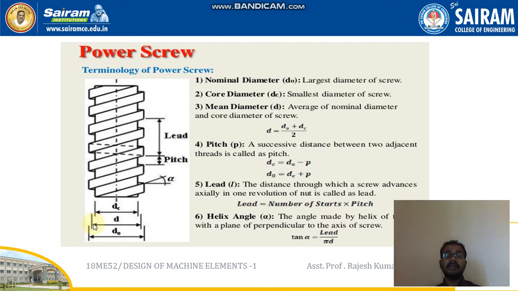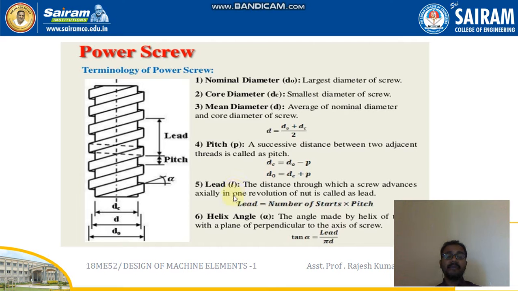Then mean diameter is the average of the nominal diameter and the core diameter. We call this the mean diameter, which is (Do plus Dc) by 2. And pitch: the successive distance between two adjacent threads is called the pitch. And Dc is Do minus P, or else Do is equal to Dc plus P.